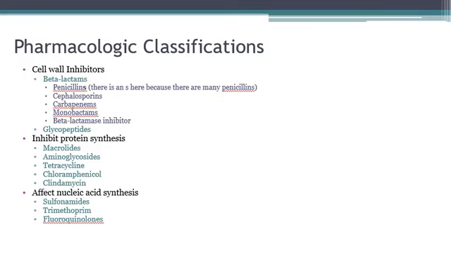So this is the pharmacologic classifications of the antibiotics that we need to cover. And so there's a couple ways of looking at this. You can look at the distinctions by target or mechanism of action. So there are drugs that are cell wall inhibitors, basically go after the cell wall of the bacteria. There are drugs that inhibit the protein synthesis, and there are drugs that inhibit the nucleic acid synthesis. And so within that, there are subdivisions. And a lot of these subdivisions are based on the medicinal chemistry of these compounds.